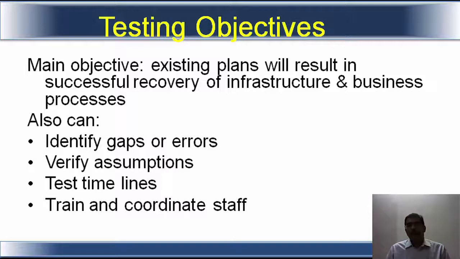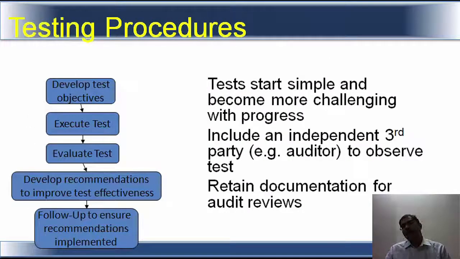Then test timelines. Now you have mentioned an RTO of 4 minutes, an RPO of another 2 hours, for example. So you actually get to test the timelines, whether it falls within that range. Then you also get to train and coordinate staff. So during testing procedures, your test starts in a simple way and becomes more challenging with progress. It's always better to include an independent third party to observe the test. It could be an auditor, your information security auditor, and retain the documents for documentation review, for audit reviews.